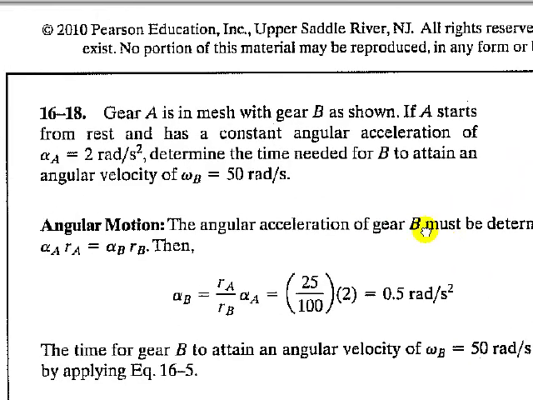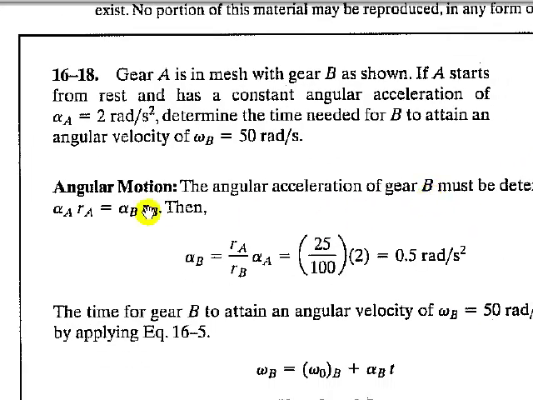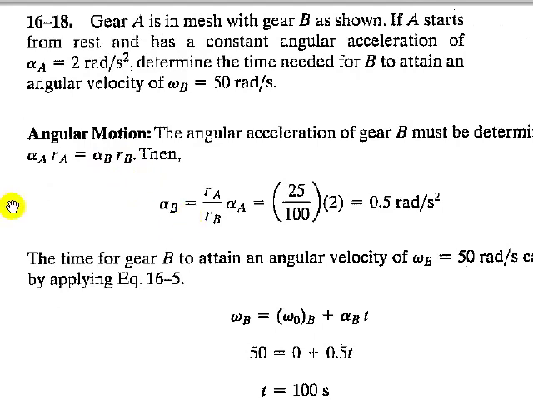So we're going to use that and say that the r alpha of gear A, where they touch, must be the same as the r alpha of gear B, which allows us to solve for the angular acceleration of gear B, knowing everything else. So the angular acceleration of gear B is this ratio of radii times the angular acceleration of A, and we were told that the angular acceleration of A was a constant 2 radians per second squared. Putting in the 2 right there, and the radii there, we get the angular acceleration of B is equal to 0.5 radians per second squared.